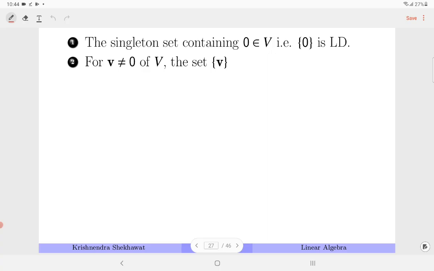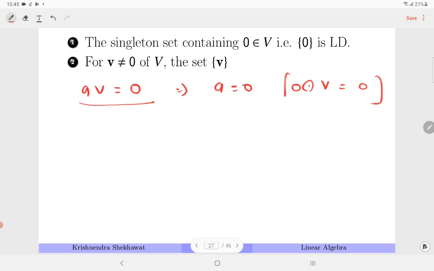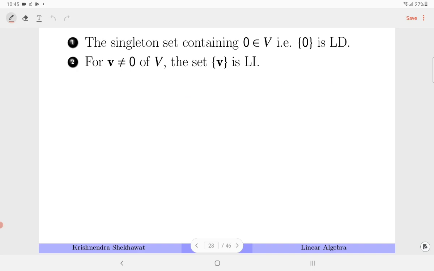Now suppose v is not equal to 0, meaning it is not the 0 vector. Then what do you say about this singleton set? Again you must write the vector equation. This time it looks like a v is equal to 0, which is a dot v is equal to the 0 vector. Now v is non-zero. It means if you want a dot v to be 0, the only possibility is a is equal to 0, because we know that 0 dot v is equal to 0. So it has only the trivial solution, therefore linearly independent.